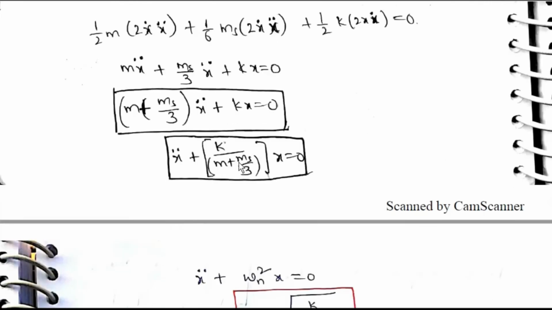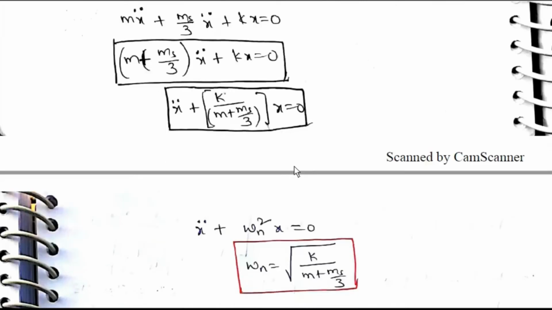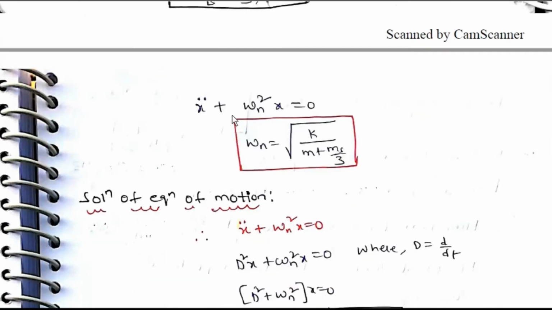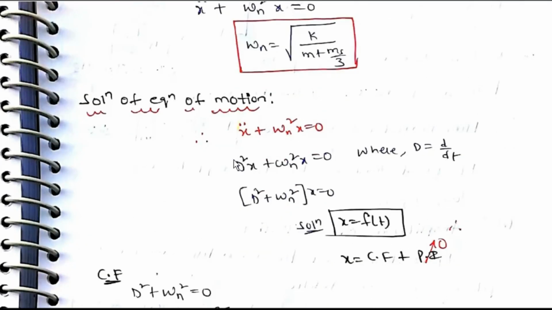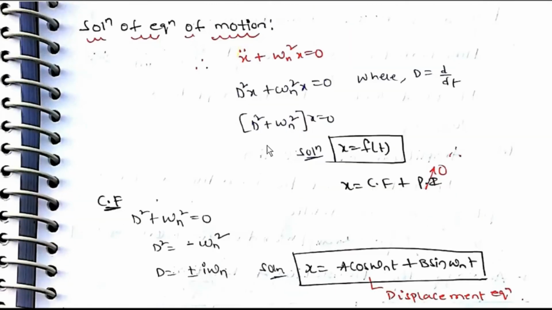X double dot plus k by (m plus ms by 3) into x is equal to 0. X double dot plus omega n square x is equal to 0, where omega n is equal to root of k by (m plus ms by 3). Solution of equation of motion x double dot plus omega n square x is equal to 0: D square x plus omega n square x is equal to 0, where capital D is equal to d by dt. (D square plus omega n square) into x is equal to 0.